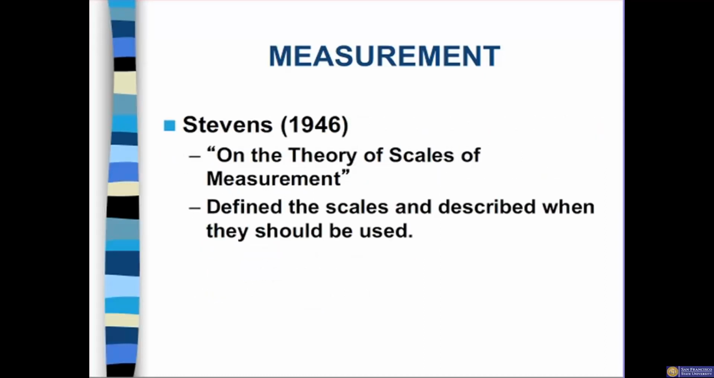In the 1940s, measurement became a much more central issue, especially in IO psychology. Stevens covers this in his writing on the theory of scales of measurement, where he really defined the scales and described when the best time is to use each type of scale of measurement.